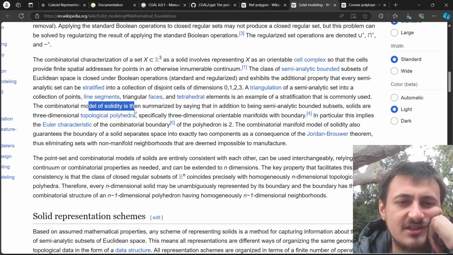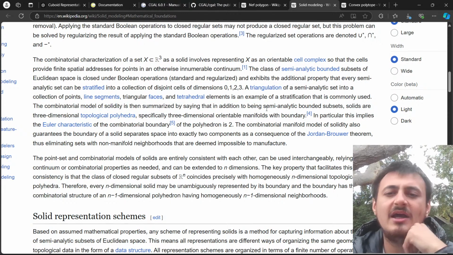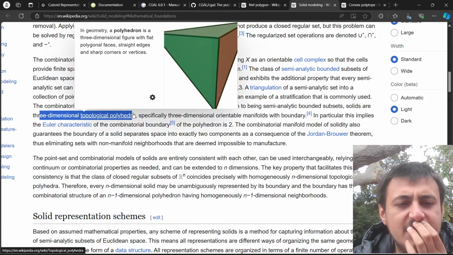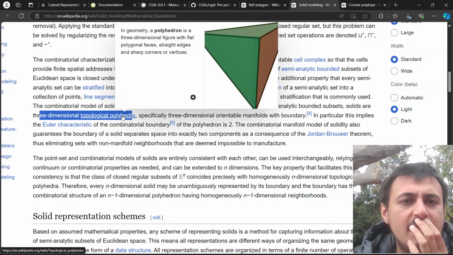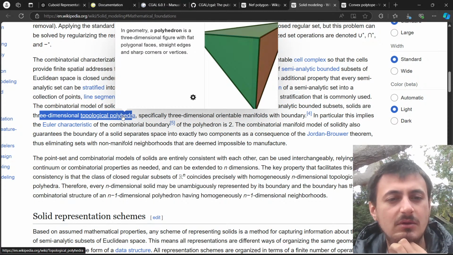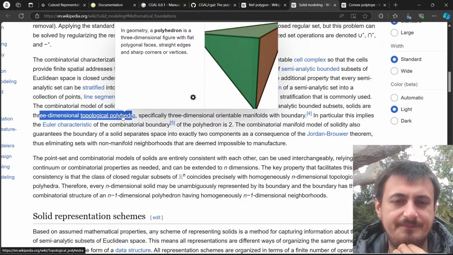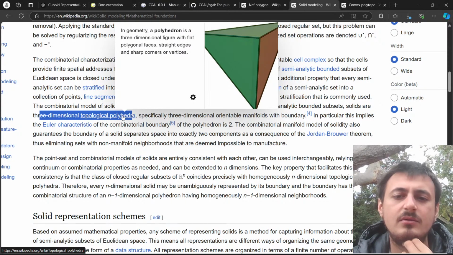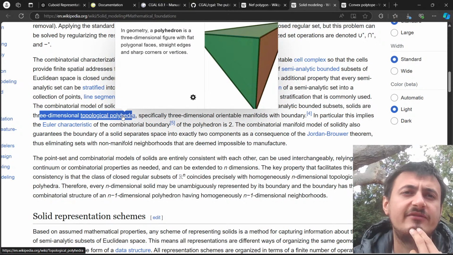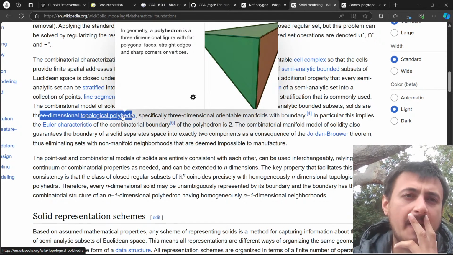The combinatorial model of solidity is then summarized by saying that, in addition to being semi-analytic bounded subsets, solids are three-dimensional topological polyhedra. In geometry, a polyhedron is a three-dimensional figure with flat polygonal faces, straight edges, and sharp corners. Uh-oh. That's not good. I mean, that's fine for now, but if we want to introduce isotropy or anisotropy into the model, then we can't use purely rectangular cuboids. We have to use a different shape, but whatever.